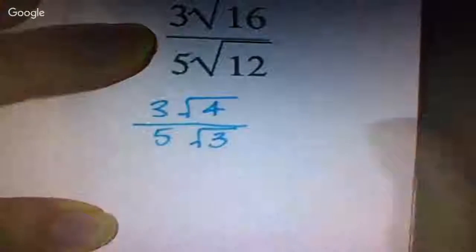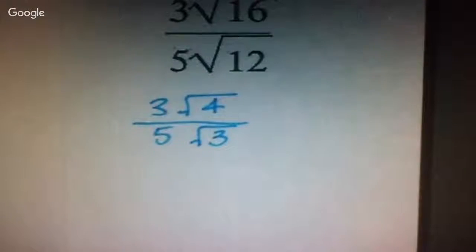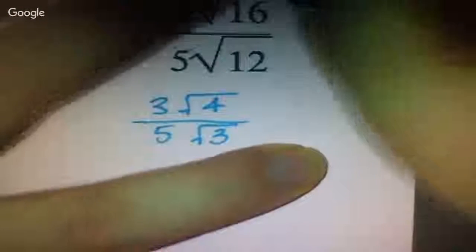Okay, last one. What reduces? 16 and 12. So 3 and 5 can't reduce, but 16 over 12 becomes 4 over 3. Ooh, well, that's nice. Hold up, wait. What were they divided by? Both of these are divisible by 4.